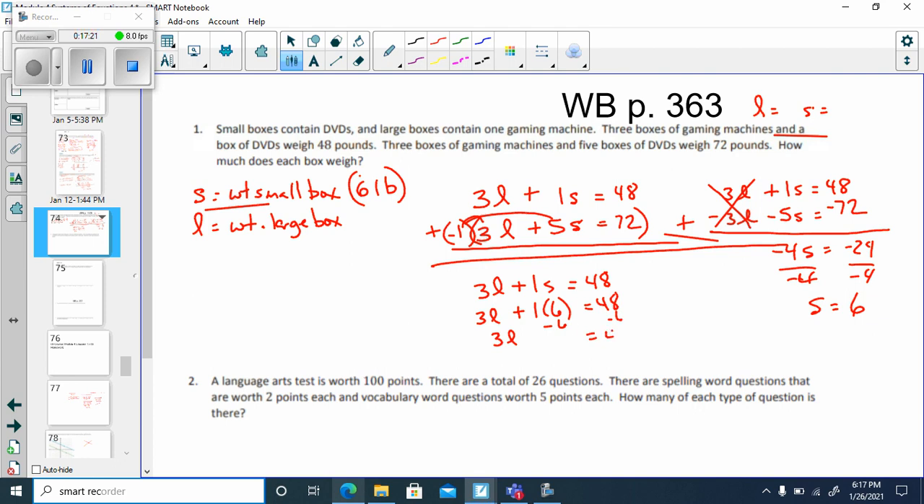3L is equal to 42. Divide both sides by 3. And L would be equal to 42 divided by 3, 14. So the weight of the large box is 14 pounds. See, small box, 6 pounds. Large box, 14 pounds. All right, let's look at number 2.